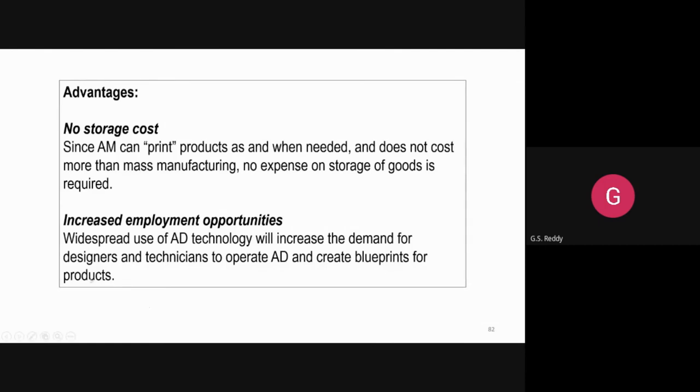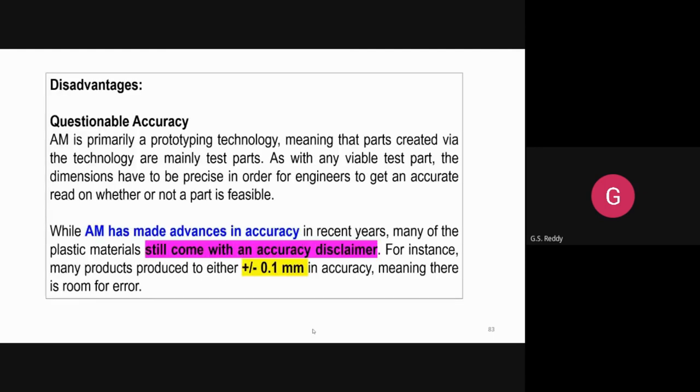Increased employment opportunities. Widespread use of AM technology will increase the demand for designers and technicians to operate AM and create blueprints for products. Now the disadvantages.